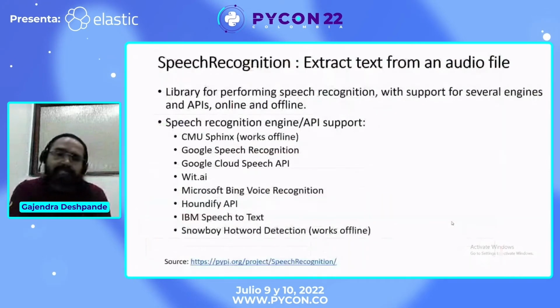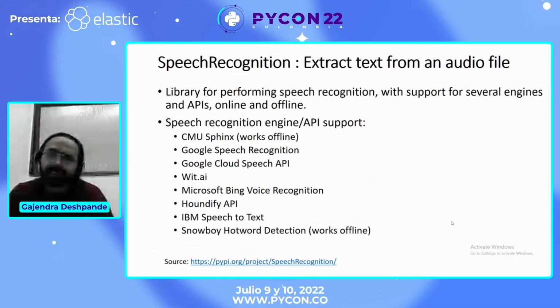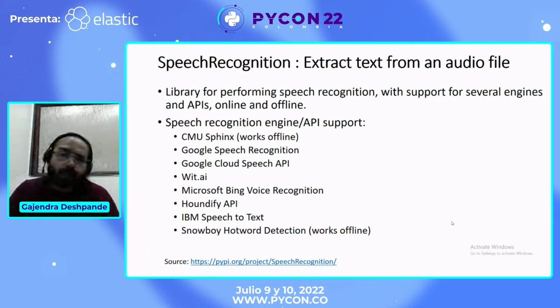Let us see the packages which are used to extract text from audio or image. There is a package called speech recognition, which will help us extract the text from an audio file. It's a library for performing speech recognition, supports various engines and APIs, and works both online and offline. You can see here that it supports popular engines such as Google Speech Recognition, Wit.ai, Microsoft voice recognition, IBM Speech to Text, and so on.